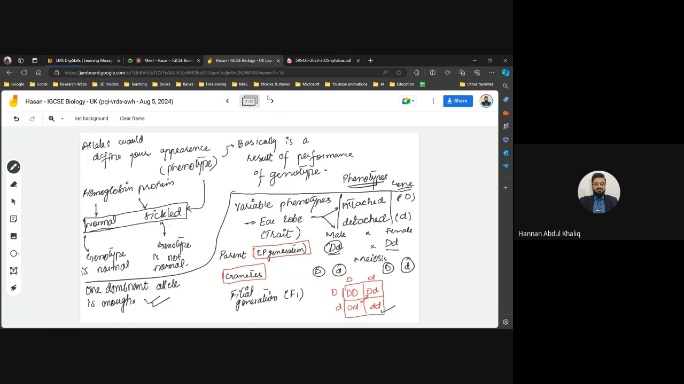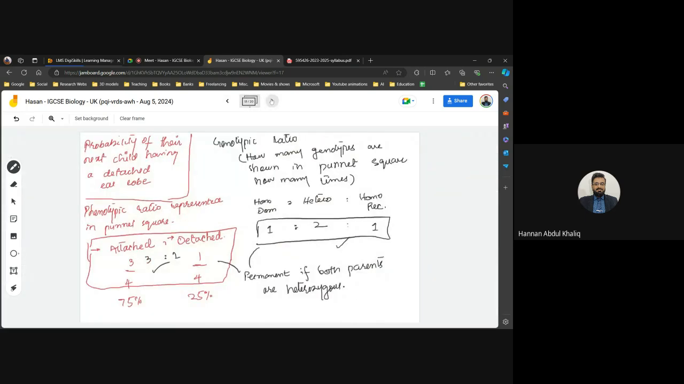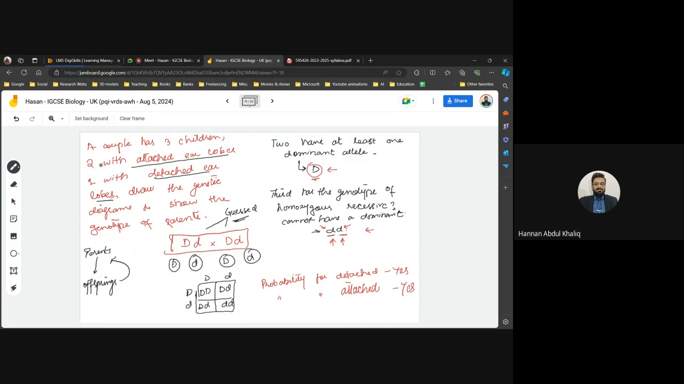The second case that we built was, a couple has three children, two with attached earlobes and one with detached earlobes. Draw the genetic diagrams to show the genotypes of the parents. We said that the attached earlobe is a dominant phenotype containing the allele uppercase D, and the recessive factor is expressed by the detached earlobe, and its letter would be a lowercase d.